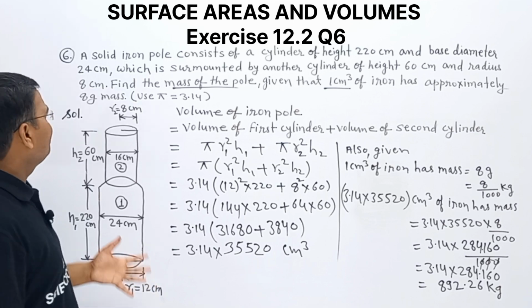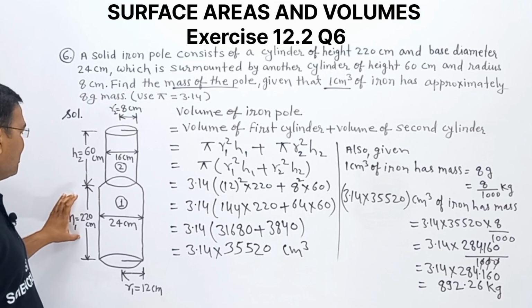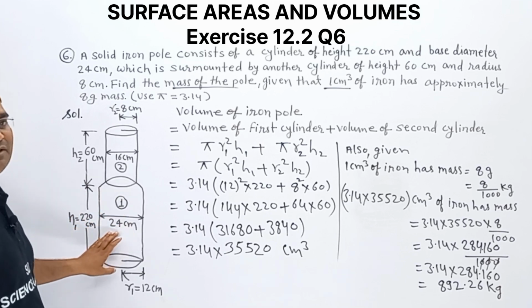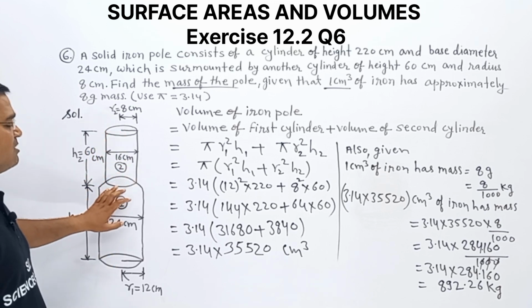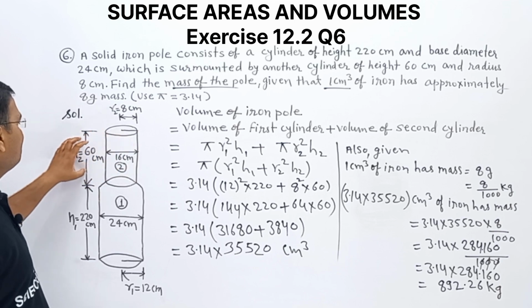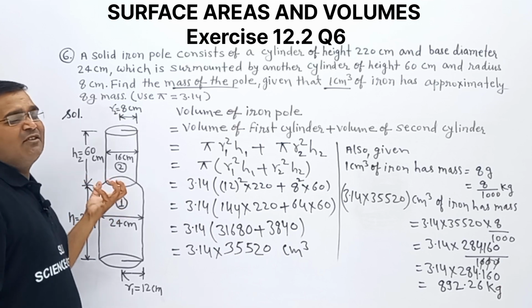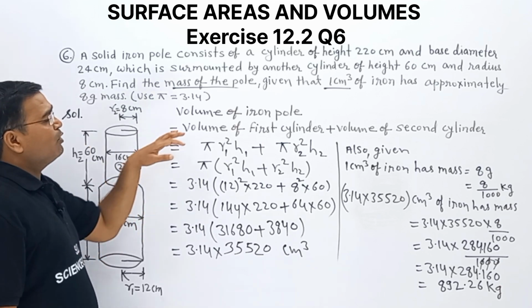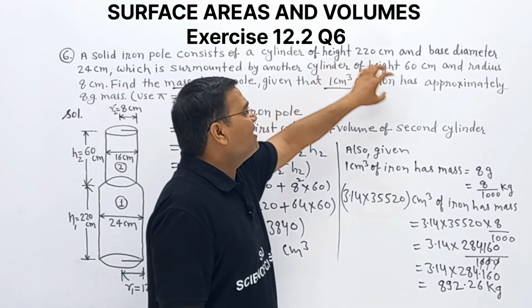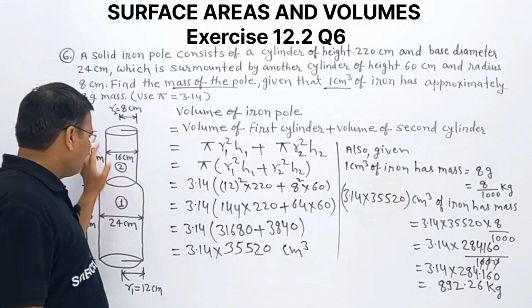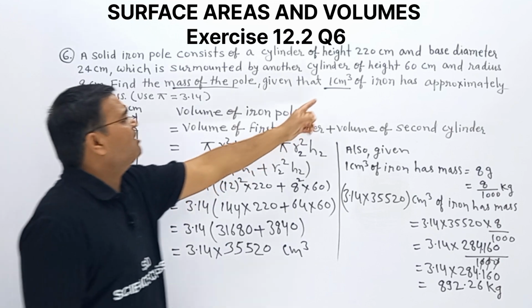Observe again, simple question. In the question we have one solid iron pole having height 220 centimeter and base diameter 24 centimeter. Another cylinder is surmounted on this pole, and the other cylinder's height is 60 centimeter and base radius is 8 centimeter. Clear? We require the total mass. But in the question, to find this total mass, one thing is given: 1 centimeter cube of iron has mass 8 gram. 1 centimeter cube shows the volume.